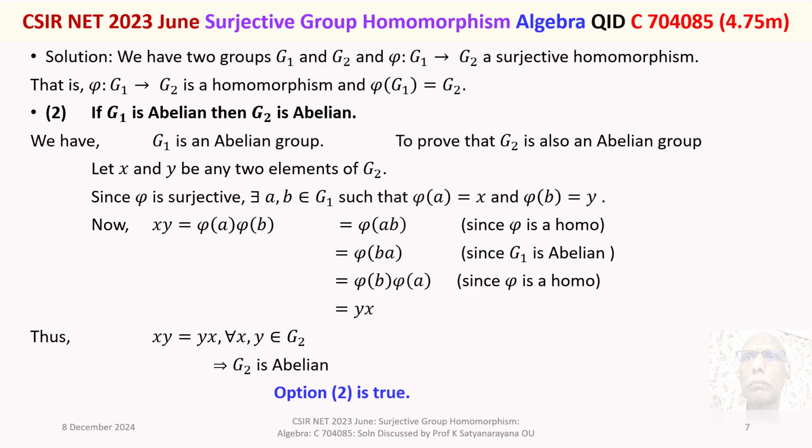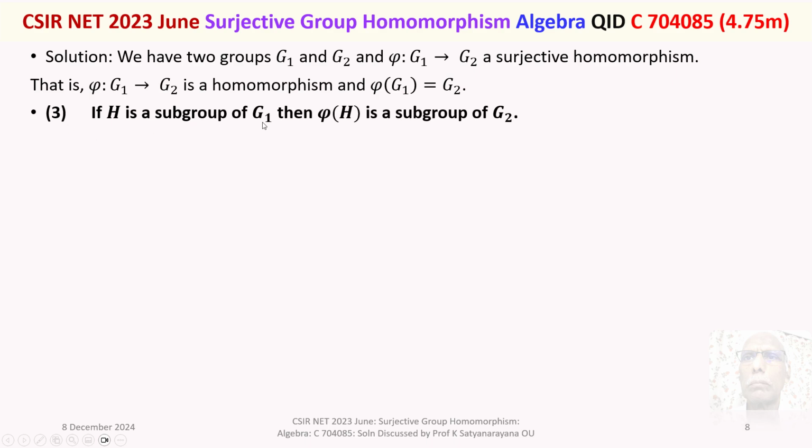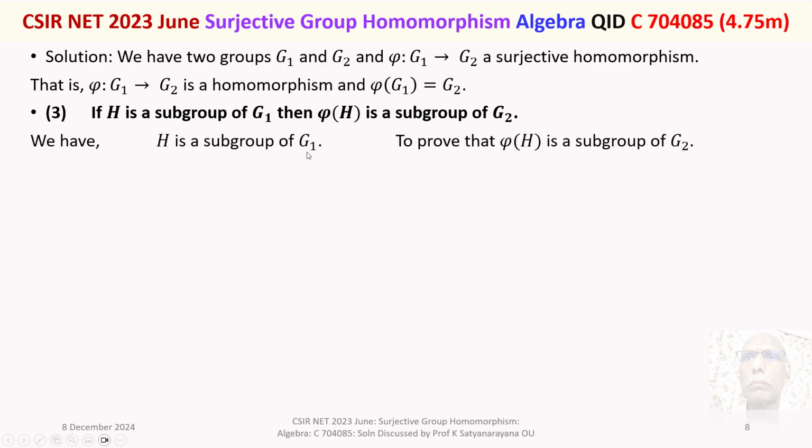Move to option 3 in the next slide. Option 3: if H is a subgroup of G1, then phi of H is a subgroup of G2. This is also true. We have H is a subgroup of G1. We want to prove phi of H, its image under phi, is a subgroup of G2. Note that phi of H, in G2, is a non-empty subset of G2.